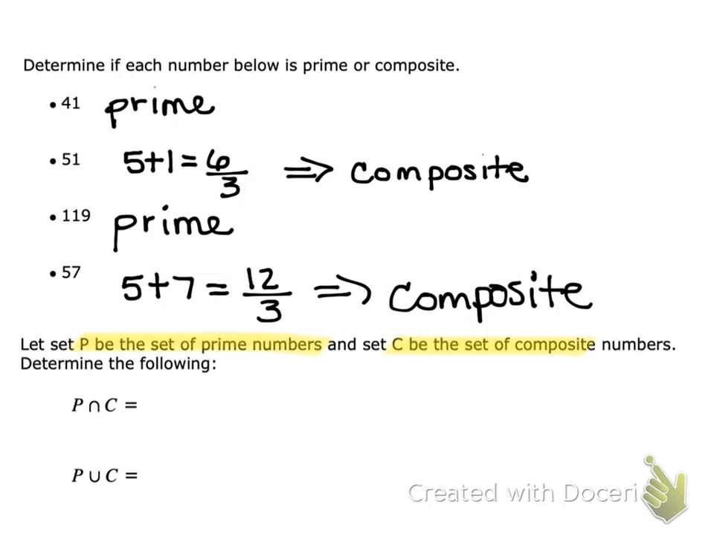Nothing. How do we write that? The null set or the empty set. Either one. Okay. What about the union of P and C?